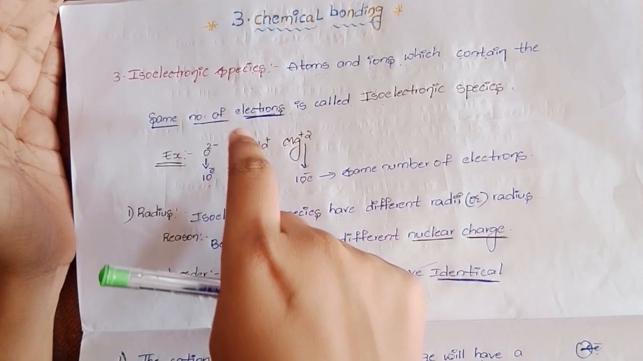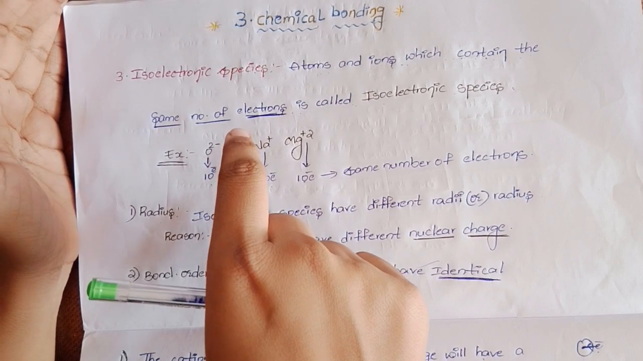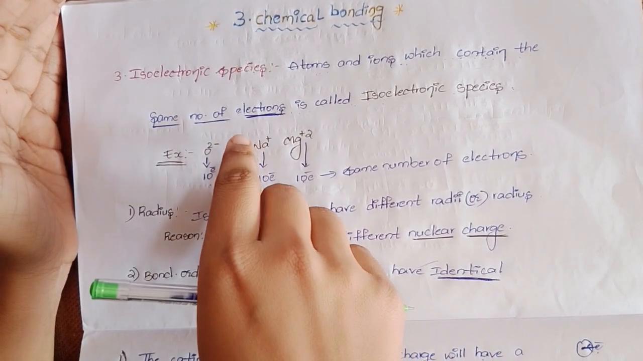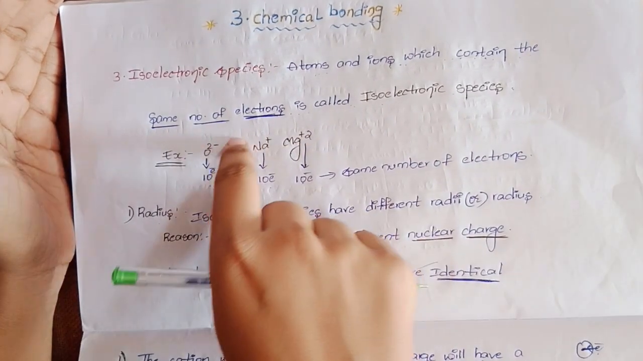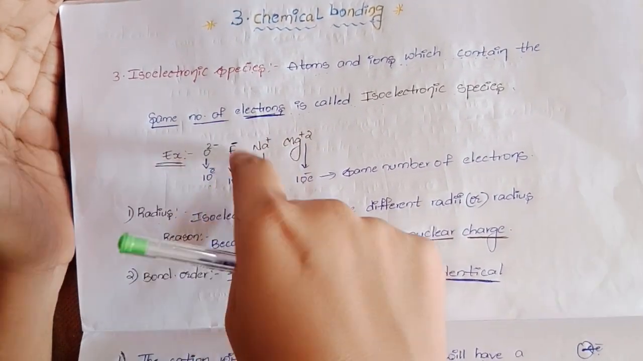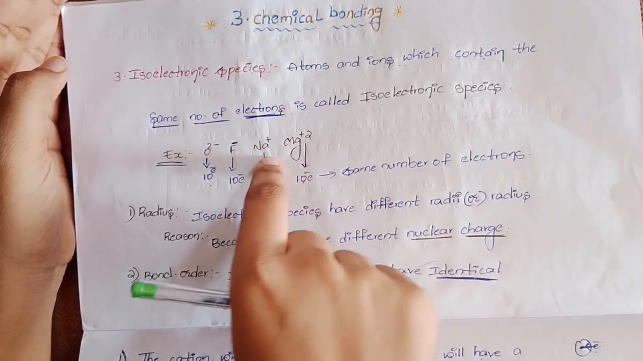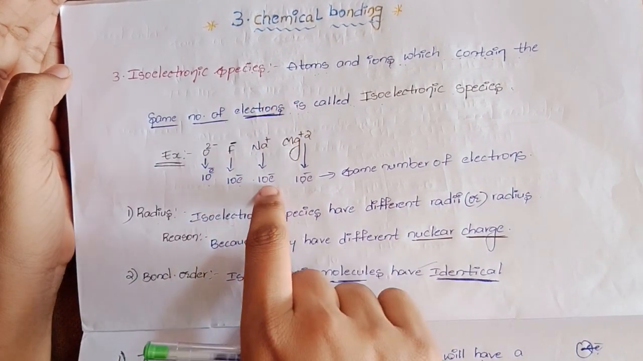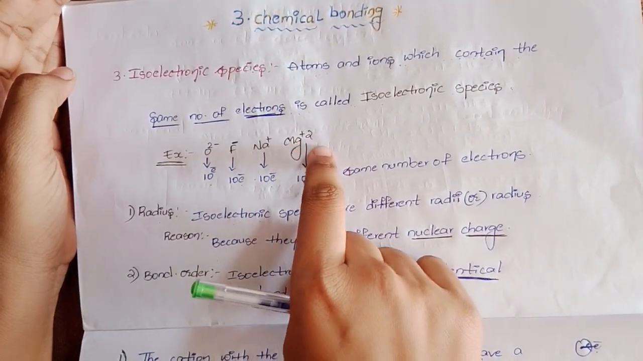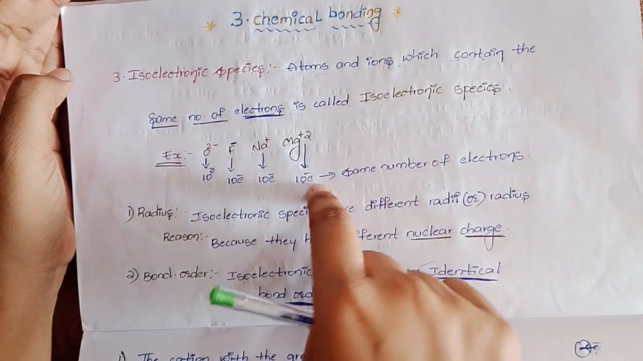F minus, we know that fluorine has 9 electrons. Minus 1, that means 10 electrons. Minus means we have to add 1 electron to the fluorine, total 10 electrons. Na plus, sodium has 11 electrons. Plus 1 means we have to remove 1 electron, total 10 electrons. Mg plus 2, magnesium has 12 electrons, so we have to remove 2 electrons, total 10 electrons.